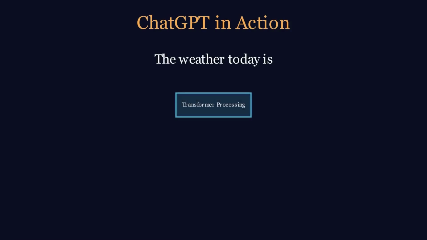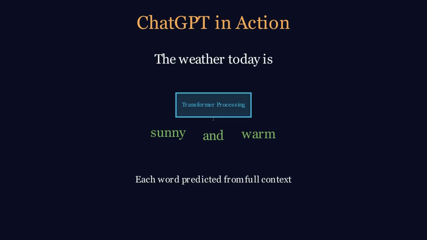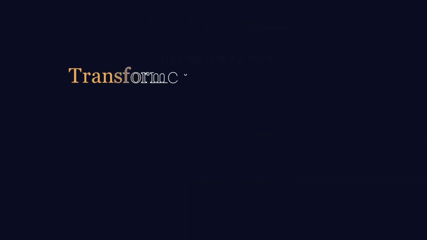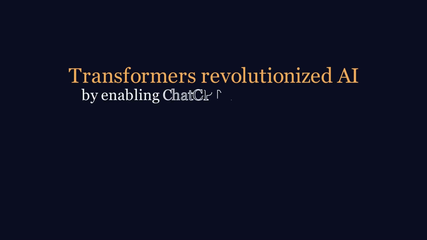ChatGPT in action. When you type a prompt like, "the weather today is," the transformer processes the full context. Each word is predicted from the complete input, generating responses like, "sunny and warm."